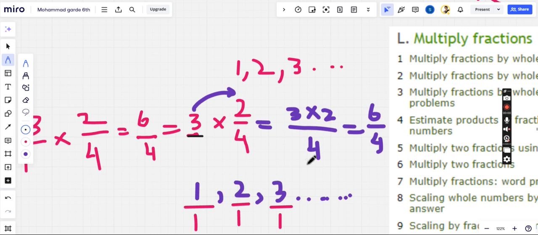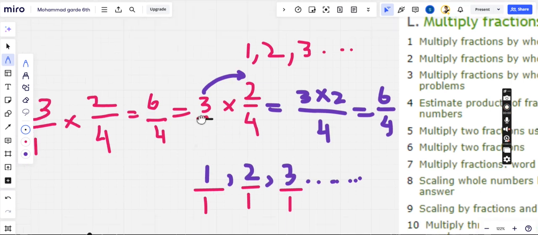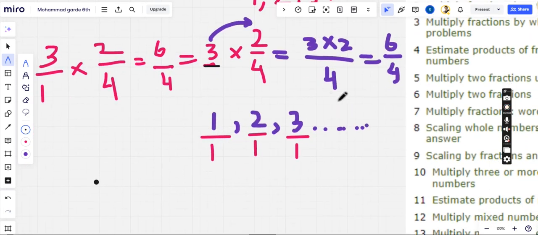Actually, now one question arises: why do we multiply the whole number with the numerator instead of the denominator? So dear, you know that with each whole number we have one hidden denominator, which is 1. So here you check that this is 1 over 1, 2 over 1, 3 over 1 and so on. But we can't write it. Why do we write this one? Because 1 divided by 1 is equal to 1, 2 divided by 1 is equal to 2, 3 divided by 1 is equal to 3.